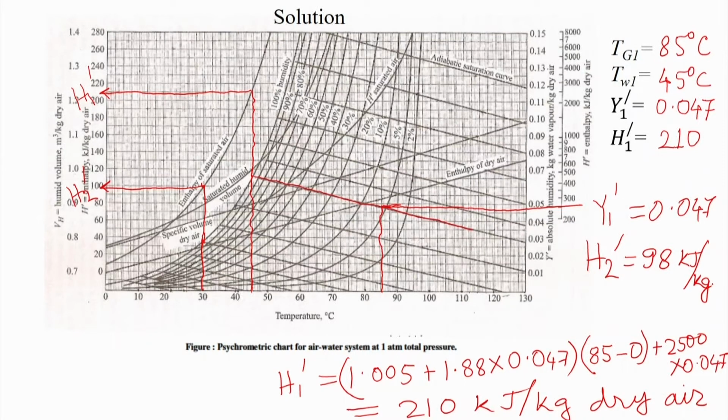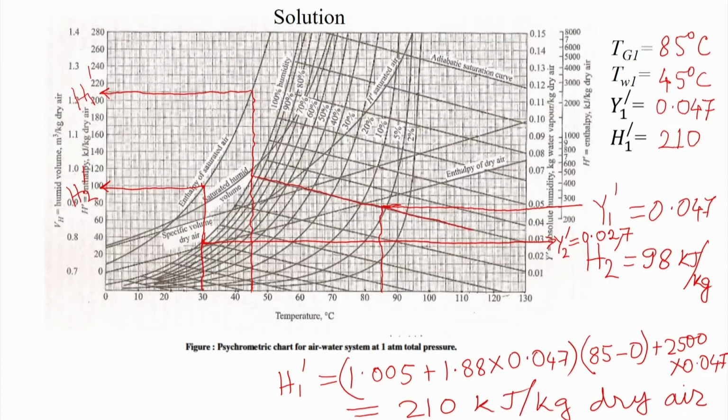So this H2 prime will be 98 kilojoule per kg dry air. Correspondingly, at 30 degrees Celsius, when it attains this wet bulb temperature of 30 degrees Celsius, the relative humidity is also fixed. So this Y2 prime is nearby 0.027 kg per kg dry air.